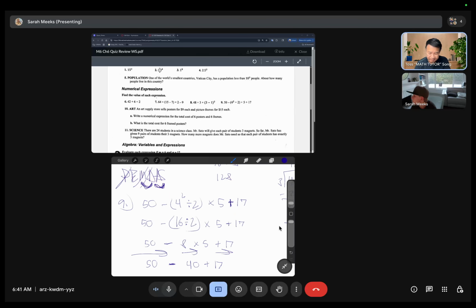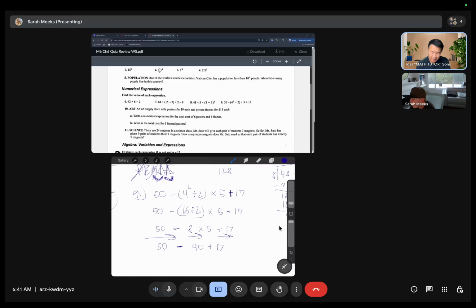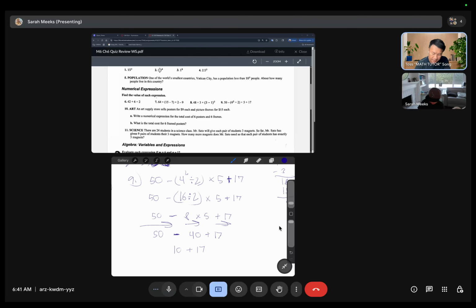There's no division or anything. Anyway, adding, subtracting, whichever comes first. So I come across subtracting, so I'm going to do subtraction first. It'll be 10. Then I copy out 17, everything else around it. Then the final answer will be 27.